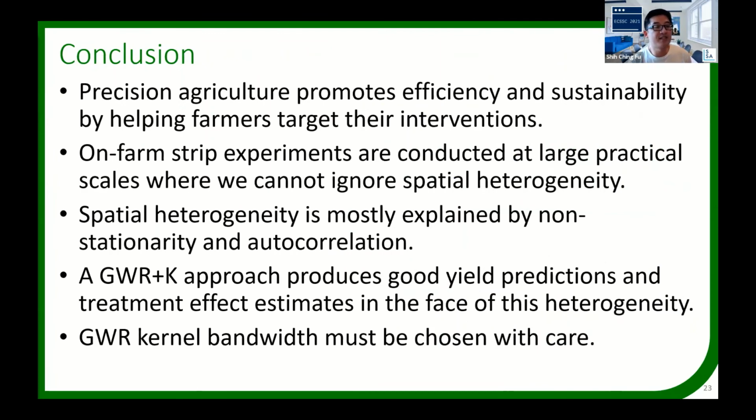So I've said today that precision agriculture promotes efficiency and sustainability by helping farmers target their interventions. On-farm strip experiments are conducted at scales where we cannot ignore spatial heterogeneity, and that heterogeneity is mostly explained by non-stationarity and autocorrelation. The GWRK approach is a good approach for getting yield predictions and treatment effect estimates in the face of that heterogeneity. And if you are using GWR, then you need to take care with selecting your kernel bandwidth.